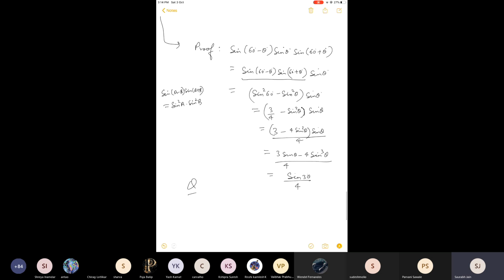So let us start with a simple question. Find the value of sine 10 degree, sine 50 degree, sine 70 degree.